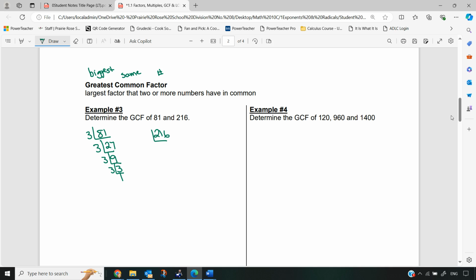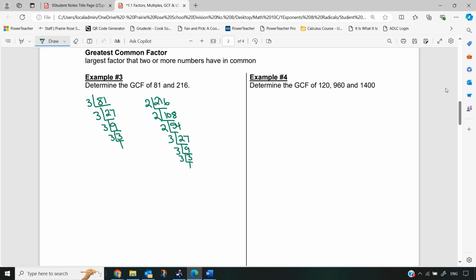So we break down 216. 216 divided by 2 is 108. Divided by 2 is 54. Divided by 2 is 27. 27 divided by 3 is 9. 9 divided by 3 is 3. And then we've got 3, 3, and a 1. And again, double checking that 2 times 2 times 2 times 3 cubed is 216.